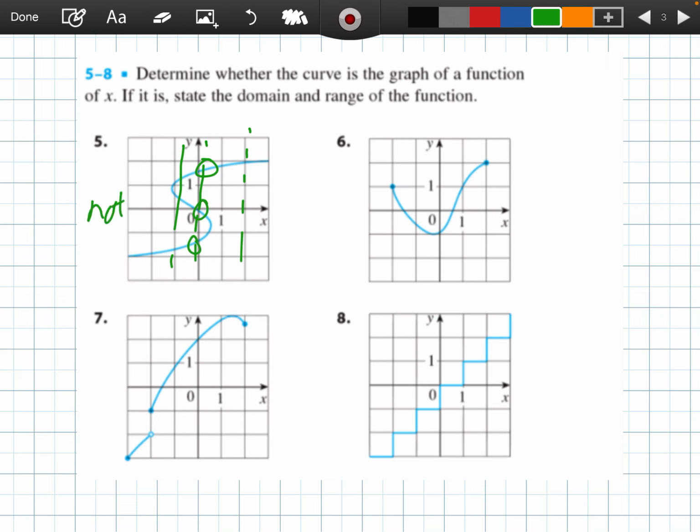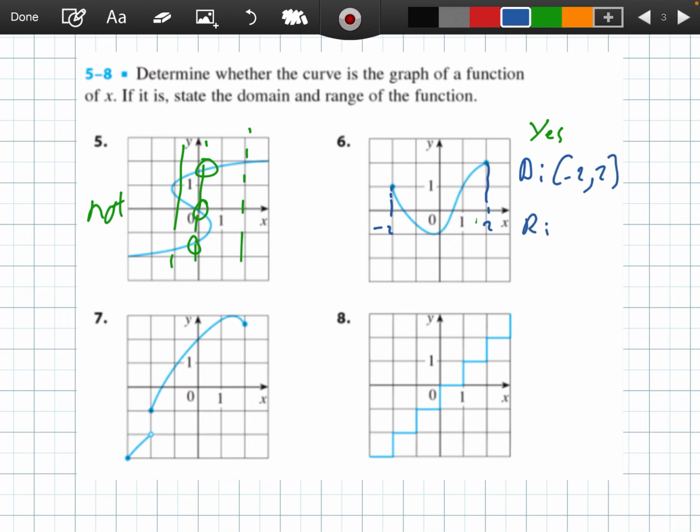The other one, all the vertical lines cut in one place. So this is a function, and we're gonna find the domain and range. The domain, along the x-axis, is from -2 to 2.